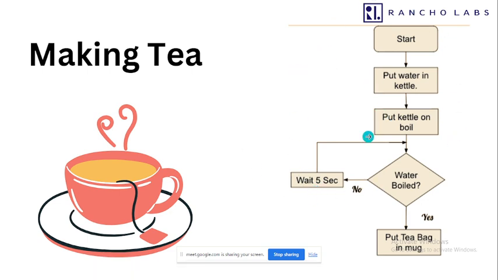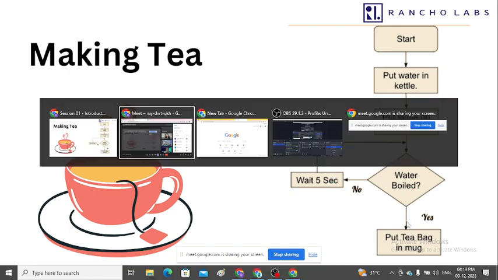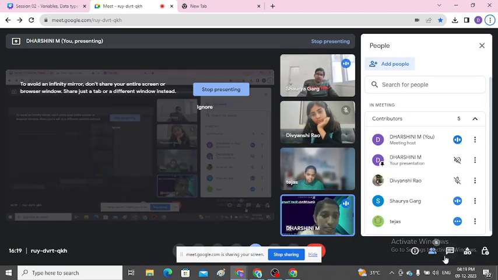I hope you understood this flowchart, right? That is the process of making the tea. We start, we put some water in the kettle, we turn it on so the kettle will start boiling. If the water is boiled, we will put the tea bag in it. Suppose the water is not boiled, we will wait for 5 seconds. Again we will check whether the water is boiled or not. Yes, we will put it, or else again we will wait until the condition is satisfied. This concept will be executed. Have you understood this flowchart? If understood, just reply yes.